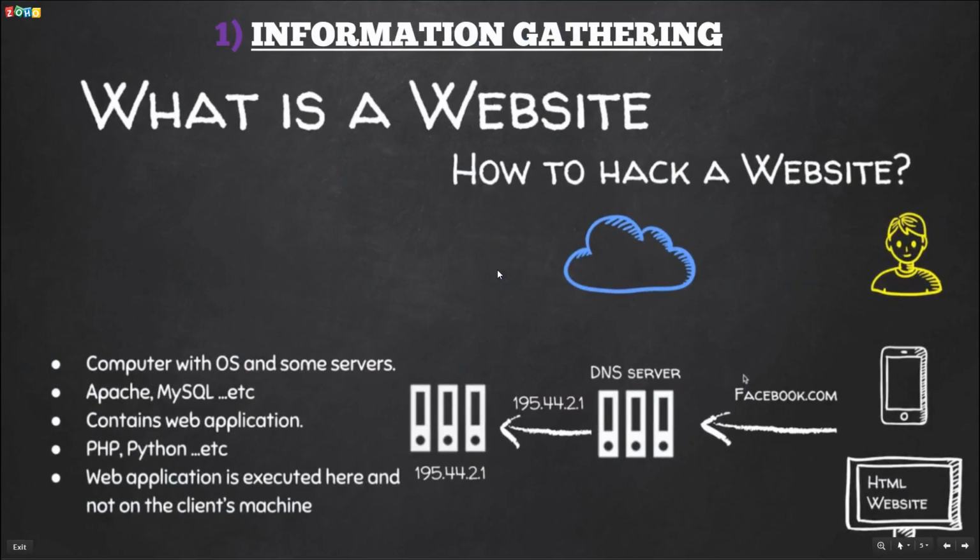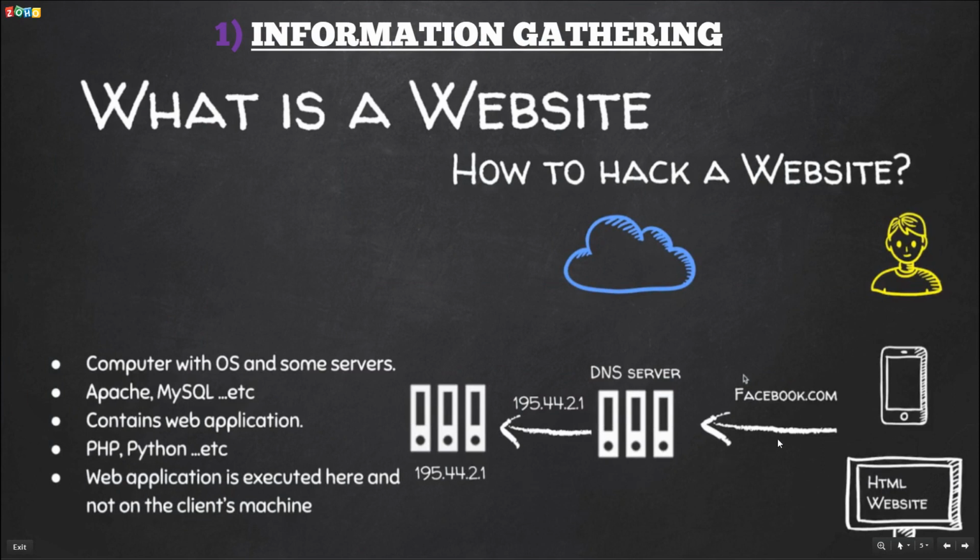Before going to information gathering, we want to know what a website is and how a website works. A website is just an application installed on a computer, and it has an operating system, a web server like Apache, and a database like MySQL. These things are executed in the web application, and it's written in PHP, Python or any other programming language that is suitable for web development.